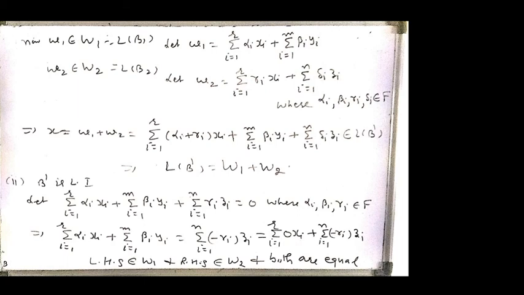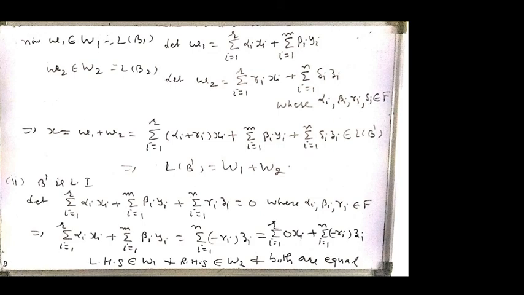For this, let summation alpha xi plus summation beta yi plus summation gamma zi equal 0, where alpha, beta, gamma belong to F. It means summation alpha xi plus summation beta yi is equal to summation minus gamma zi, which can be written as summation 0 xi plus summation minus gamma zi. Now the left hand side is a combination of xi's and yi's, therefore it is an element of W1. The right hand side is a combination of xi's and zi's, so it is an element of W2. But because both are equal, both are in W1 as well as in W2. Therefore these are elements of W1 intersection W2.